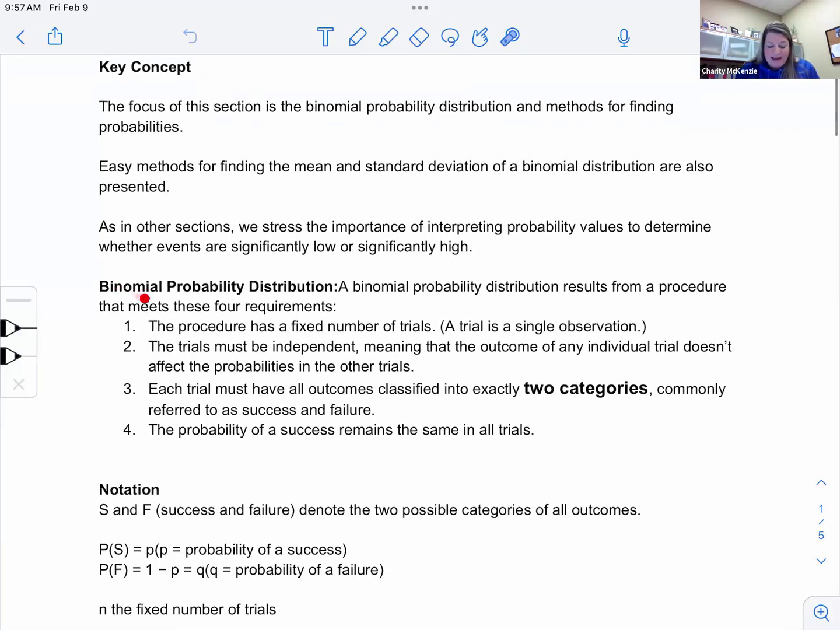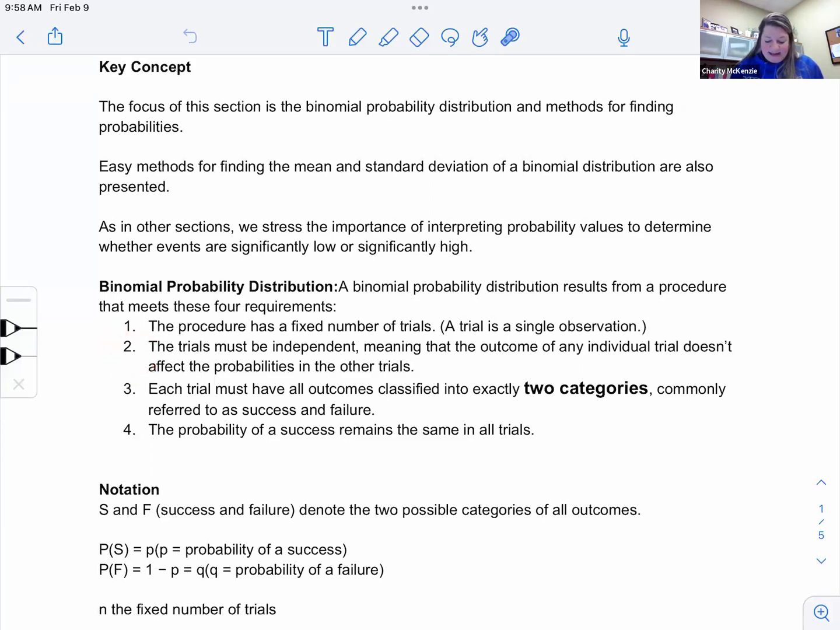Okay, so let's look at the definition. A binomial probability distribution results from a procedure that meets these four requirements. Requirement one is you have a fixed number of trials. So I've surveyed 100 people, or I've flipped a coin 30 times, a fixed number. You're given that number.